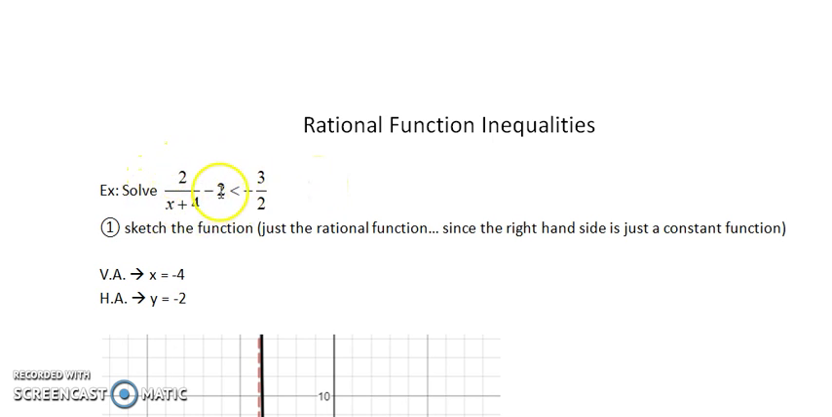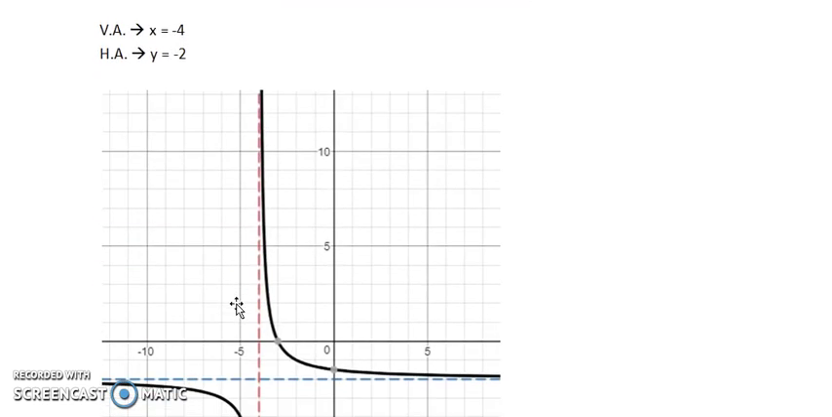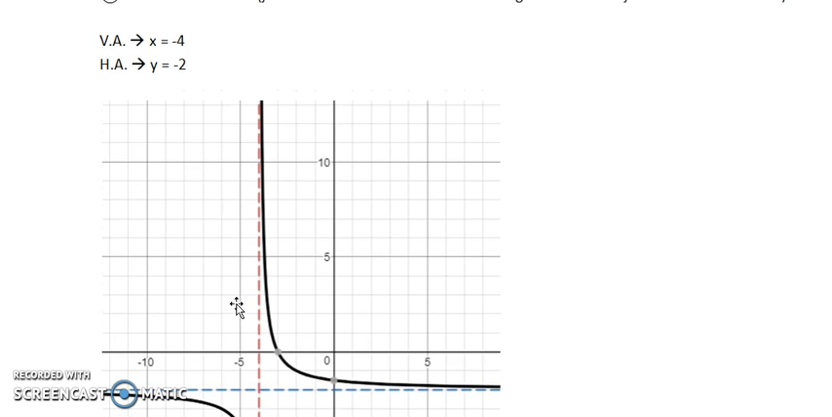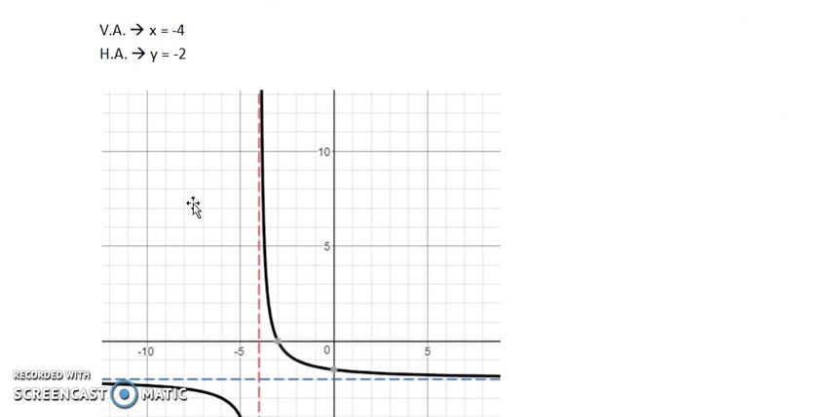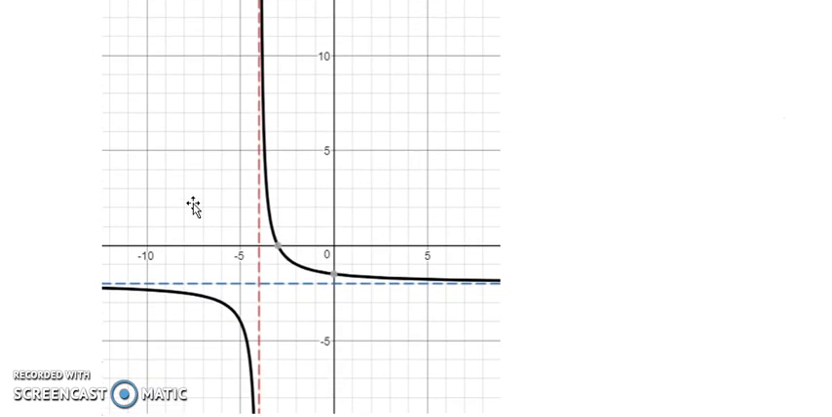So to graph this rational function, I'll put in the asymptotes. I'm going to have x equals negative 4 as my vertical, and y equals negative 2 as my horizontal. I'll draw those in, and I'll plug in a couple of points. I'll plug in points that are close to the vertical asymptote. I would probably plug in x equals negative 3 and x equals negative 2. This is what the function looks like, more or less.